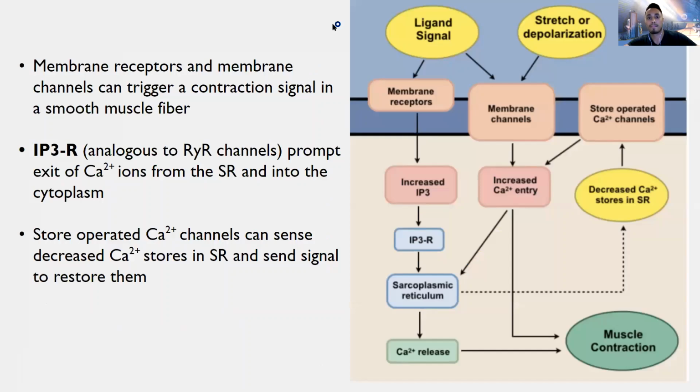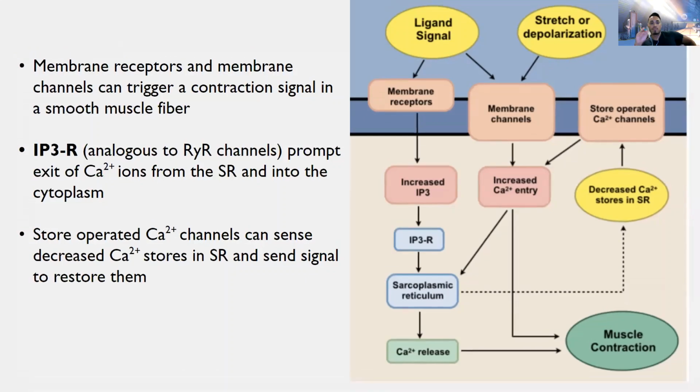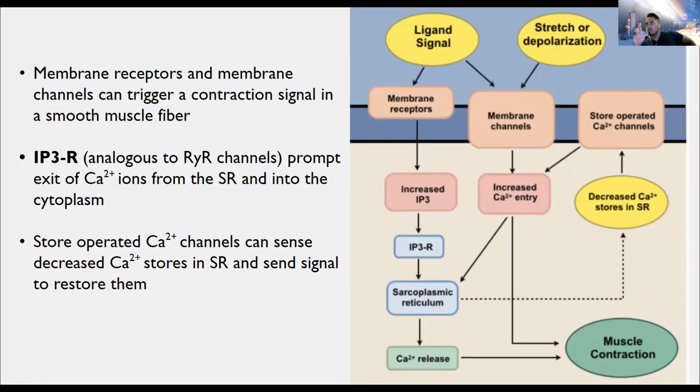So membrane receptors and membrane channels both can trigger a contraction signal within the smooth muscle. And then we have what we talked about in lecture. It's analogous to the ryanodine channels in skeletal muscle, and it's IP3. So the IP3 receptors will take the role of ryanodine channels in this case in prompting the release of calcium out of the sarcoplasmic reticulum.